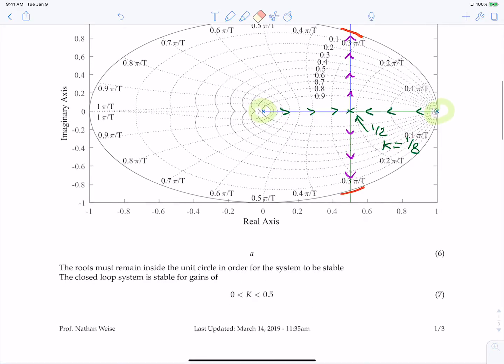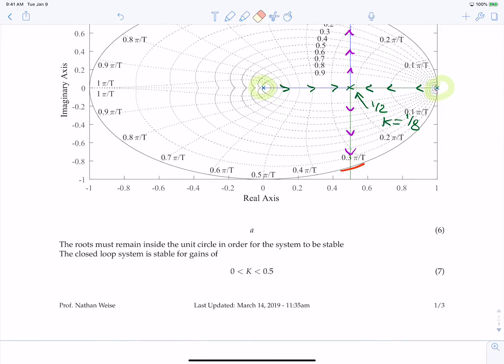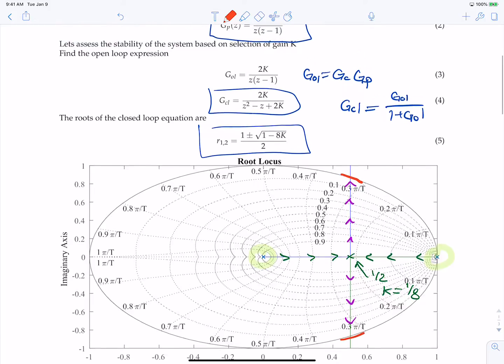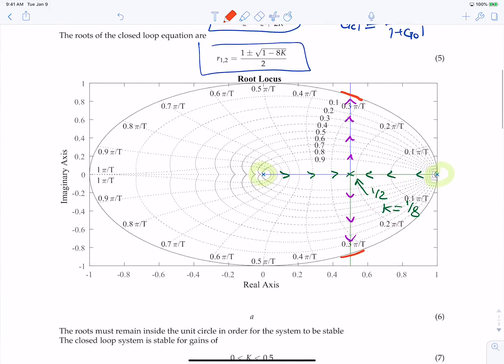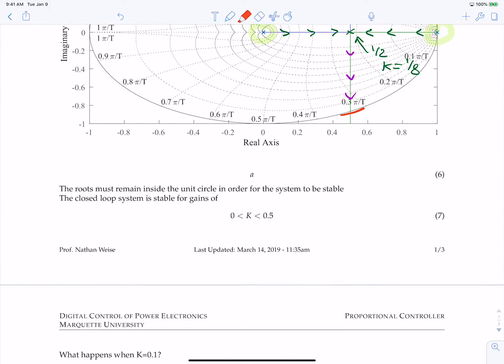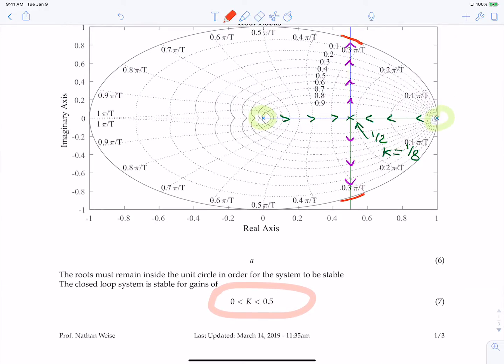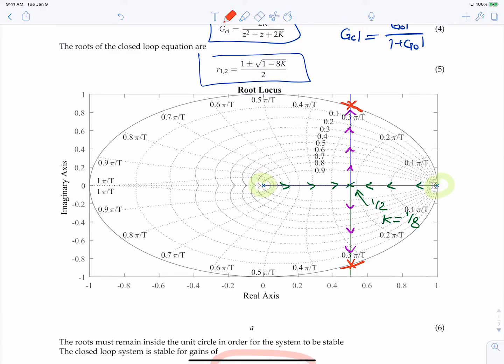Okay, so let's take a look. It looks like I went ahead and solved this. So essentially, when these numbers go above that, so yeah, I solved it. It looks like what I have here is for a K less than 1/2 that'll be stable. So right at 1/2 is this point here, and this point here.